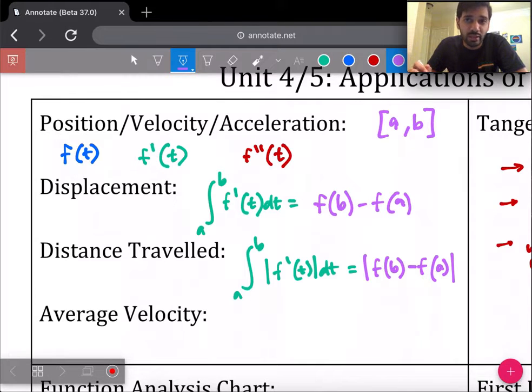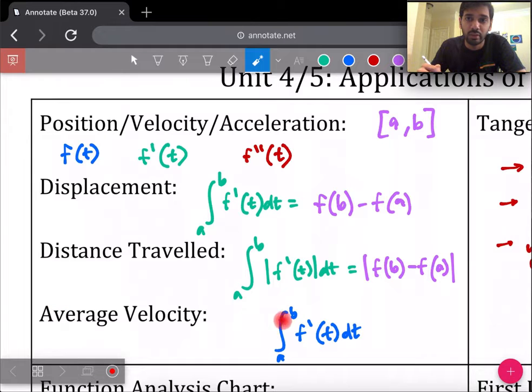And now the last one is average velocity. If you think about physics, the way you find your average velocity is you take your displacement and you divide it by how much time you're traveling for. That tells you an average velocity throughout that time period. So all it is is your displacement divided by the time period, or the time that's elapsed. This is going to be the same integral as for displacement. So A to B, integrate f prime of t dt. So we integrate the velocity, but we want to find the average of that.